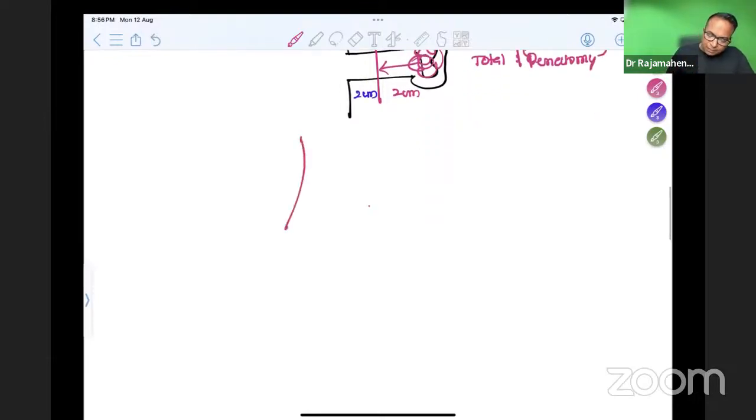After doing penectomy, don't worry about the nodes now. Just don't worry about the nodes. First do penectomy. That is the concept. So do penectomy, then 15 days of antibiotics.